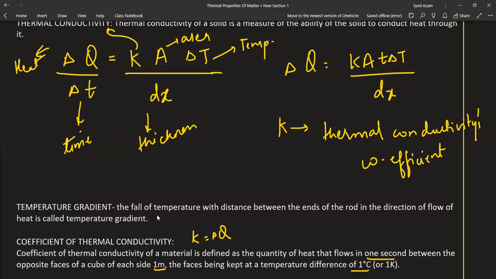Now, what is temperature gradient? Temperature gradient means how much temperature is changing with respect to position. So delta T over delta X is called the temperature gradient. Gradient term means only something changing with respect to position.